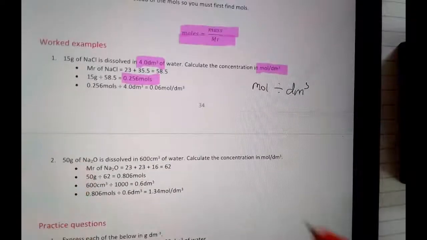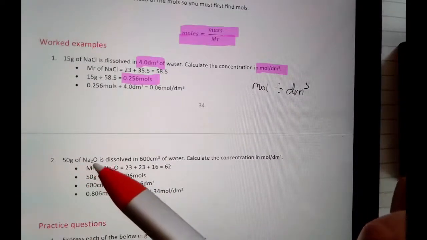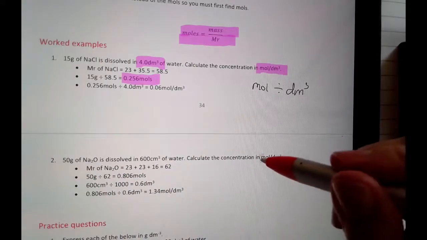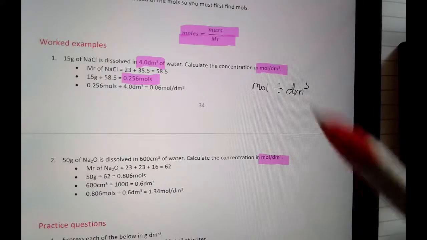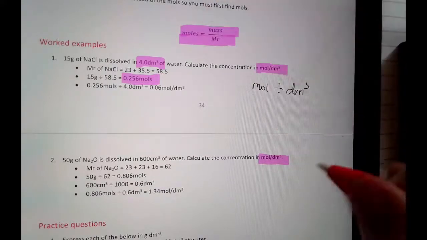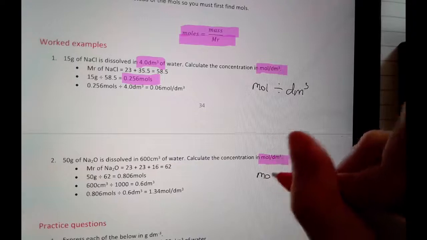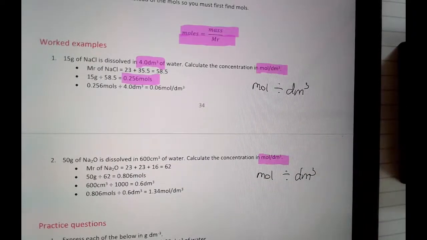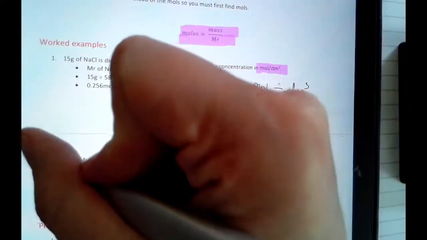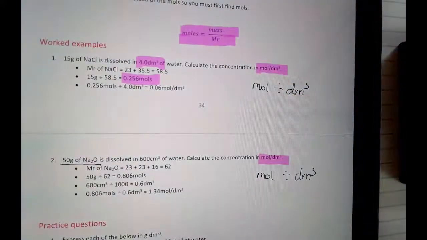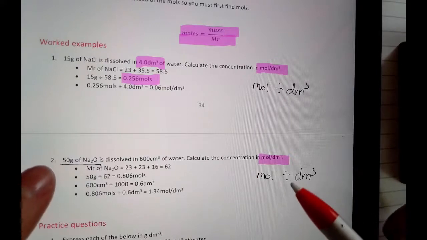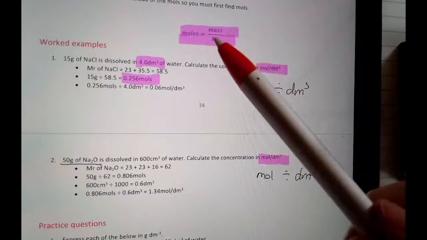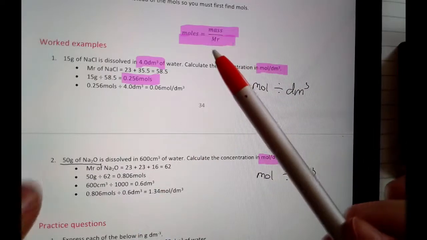Got another example below. 50 grams of Na2O dissolved in 600 centimeters cubed, and you are asked for the concentration in moles per decimeters cubed. So again, my unit is telling me that I need something in moles and I need to divide that by something in decimeters cubed. So if I start with the 50 grams of sodium oxide, I've got grams, I need moles. So I'm going to need to convert grams to moles using this equation above. Okay, so moles is mass divided by formula mass.